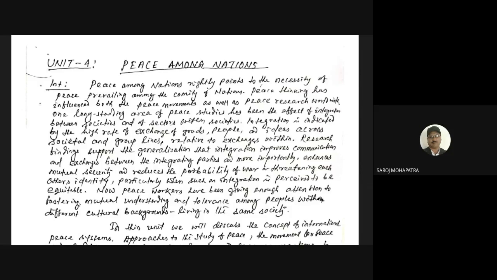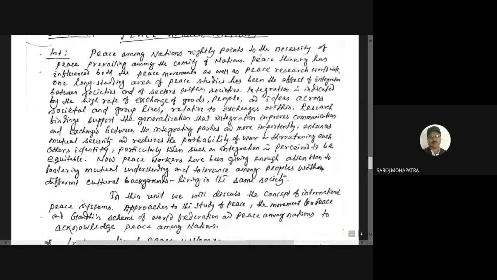One long-standing area of peace studies has been the effect of integration between societies and of the sectors within the societies. Integration is indicated by the high rate of exchange of goods, people, and ideas across societal and group lines relative to exchange within.